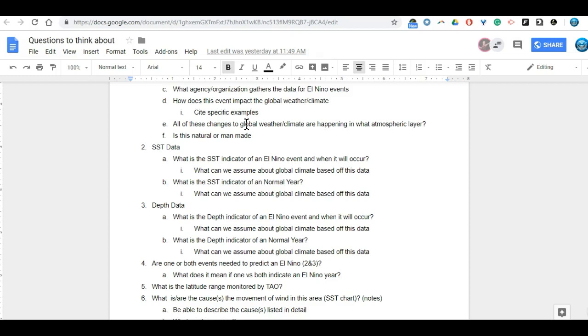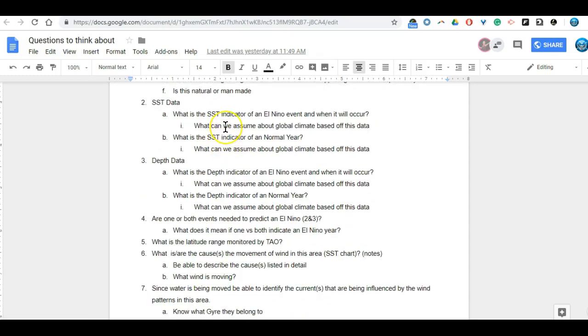What layer is it happening in? That's happening in the troposphere. Again, natural, man-made, we covered it. SST data. Just make sure you can read an SST chart. Depth data, make sure you can read a depth chart.